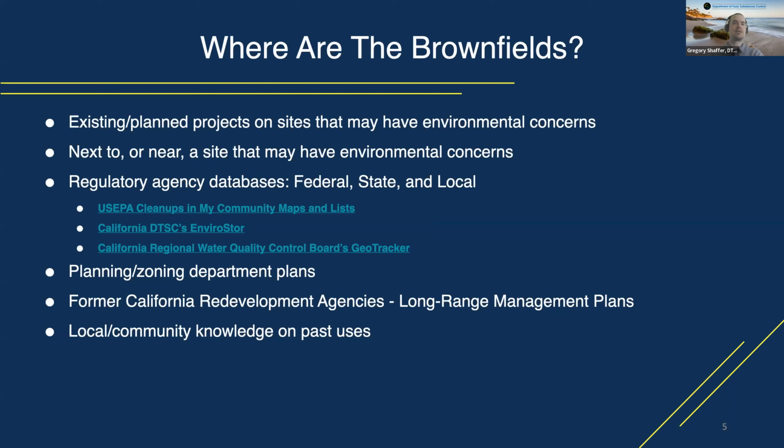And then California has two major systems. One is called Envirostore, which is managed by DTSC, the Department of Toxic Substances Control, and then GeoTracker, which is managed by the Regional Water Quality Control Boards here in California. If you are working outside of California, your state environmental regulatory agency more than likely has its own mapping system. And there is some variability between these systems just in terms of what kind of information is presented online and that sort of thing.